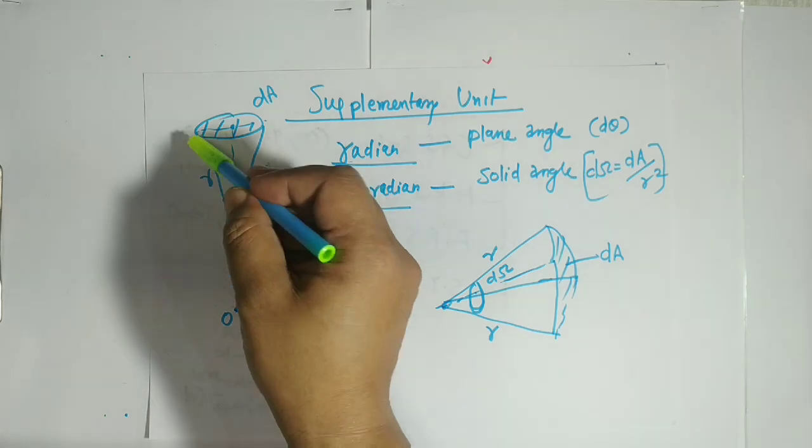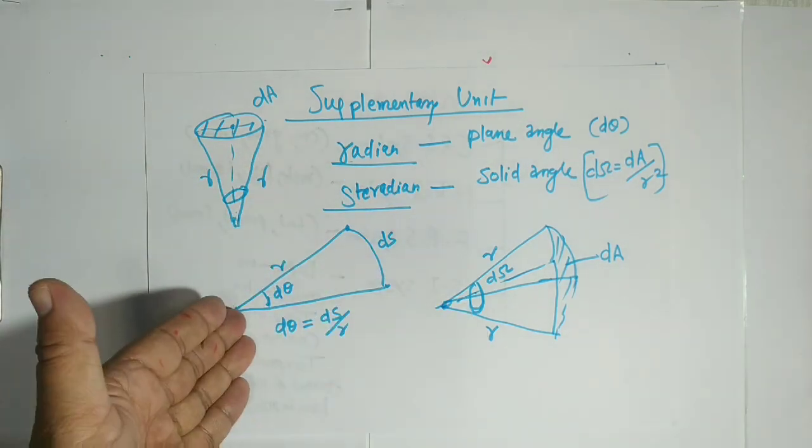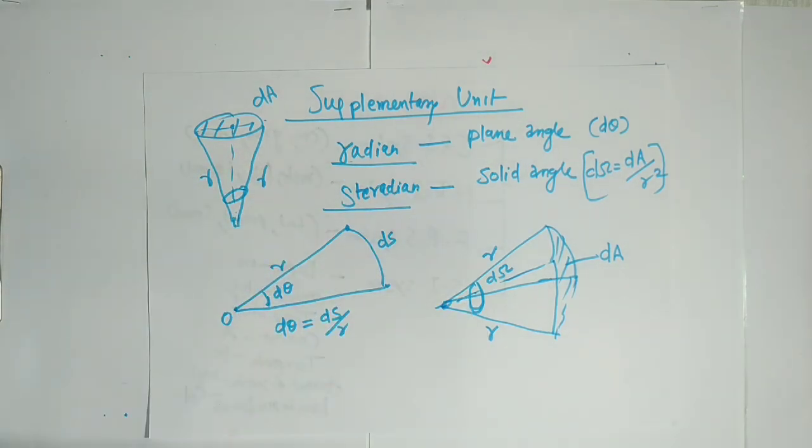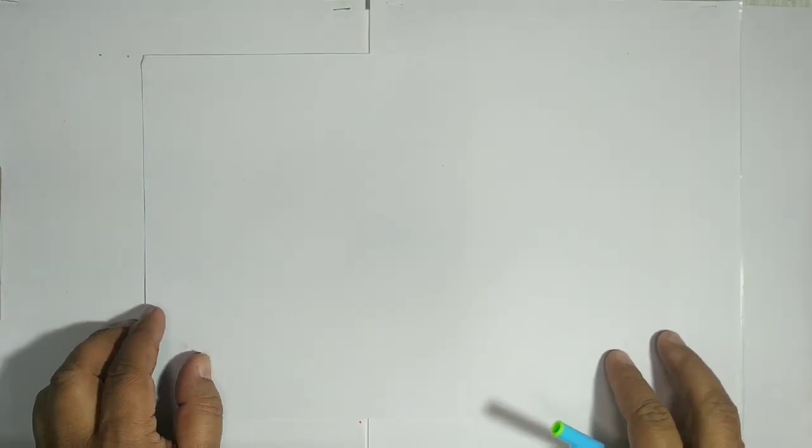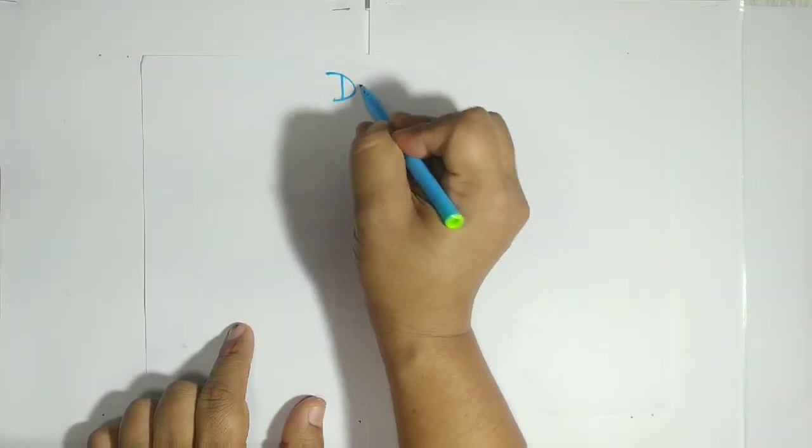You have seen this is the ice cream cone. I will give you an example. This is a plane angle. So how do we note these supplementary units? Now we'll talk about something related to the most important topic, and that is dimensions.